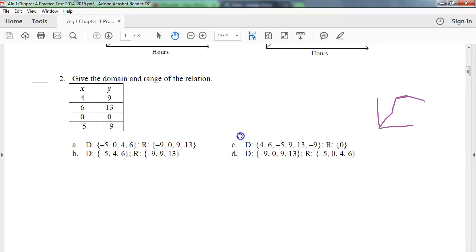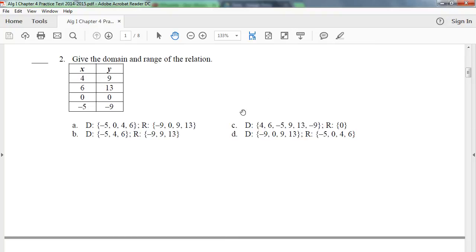Number 2, give the domain and range of the relation. Remember, domain is the set of x values. So these would be the numbers that would go in the domain. And then the range is the y values. So these would be the numbers that go in the range. And generally they need to be in order from smallest to largest. So that is going to be this set here, set A.